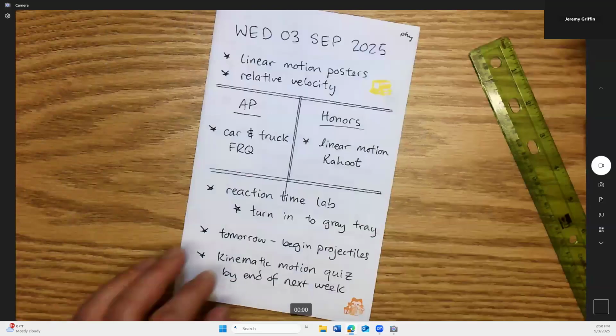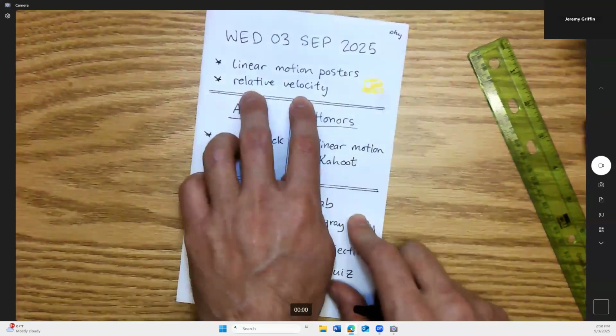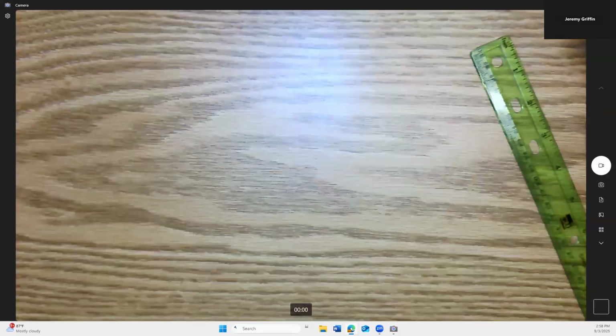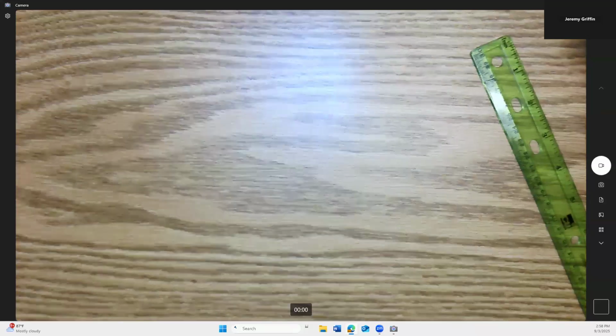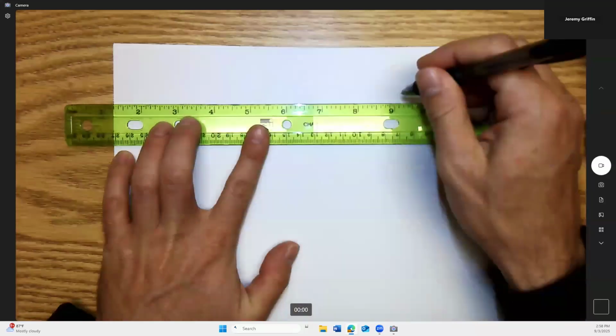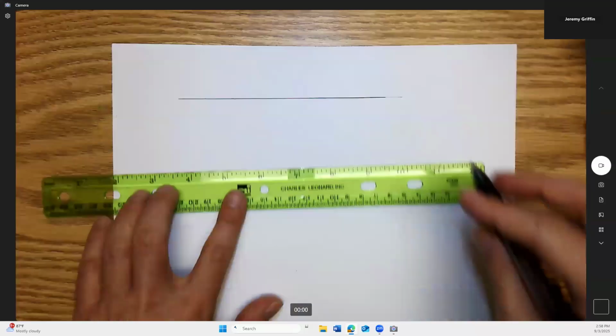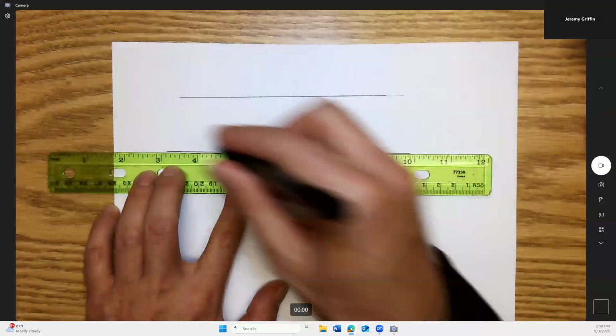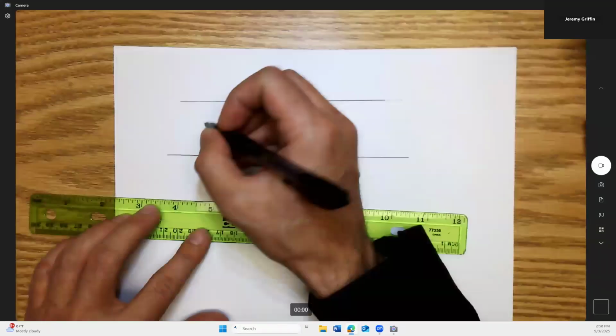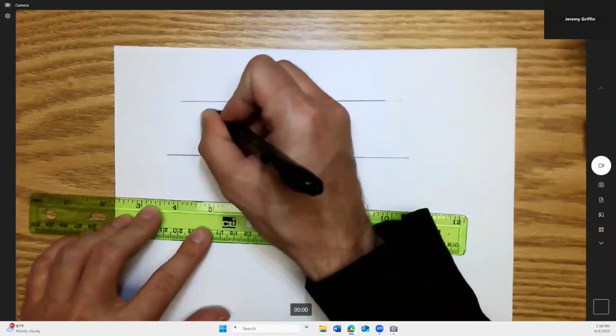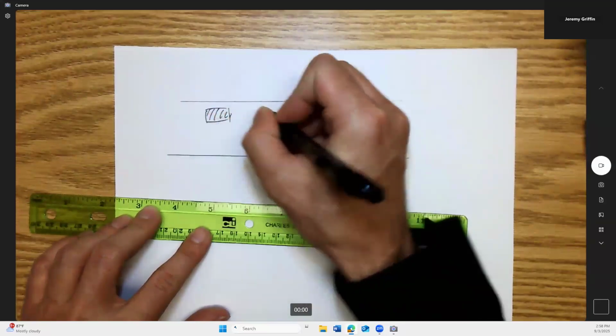So the other point I want to hit here for the Kahoot is relative velocity. I'll give you guys a one-dimensional example. Let's say we're up in a helicopter, looking down on I-95. You see I-95 right here? And I see a couple of cars. I see a black car right here.